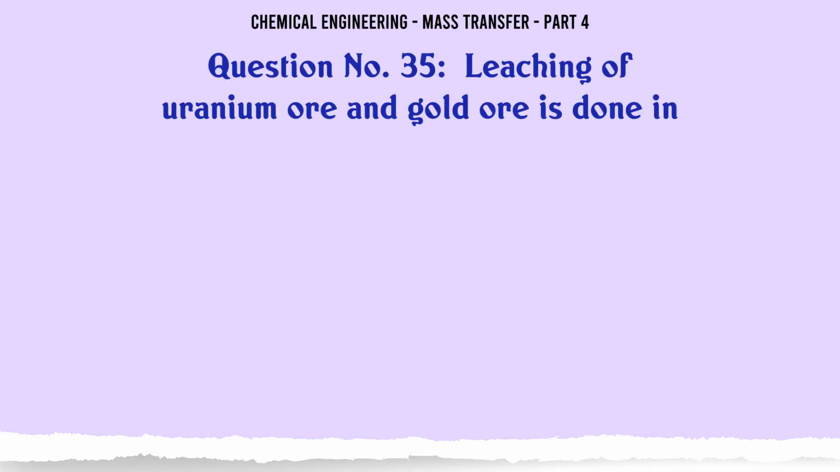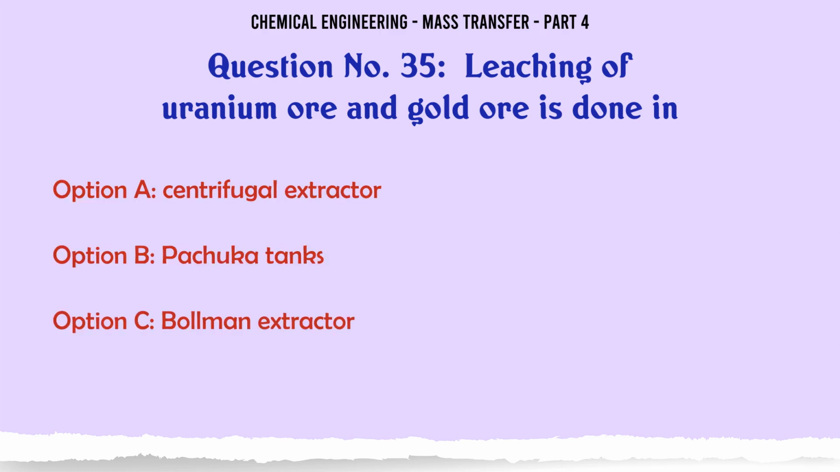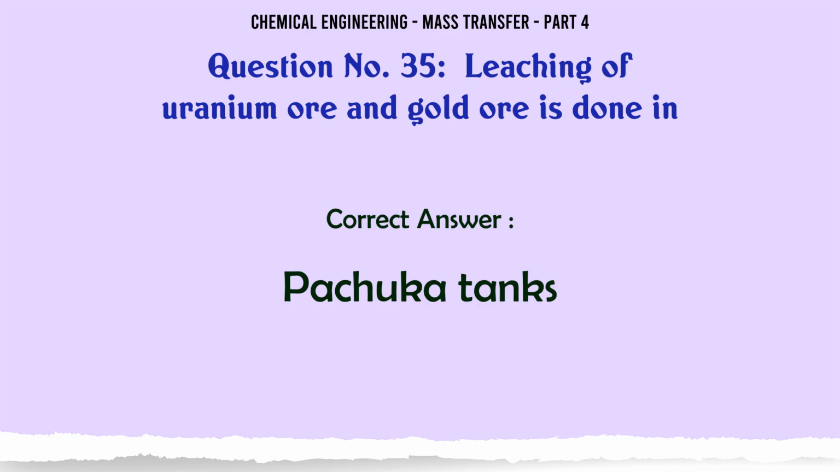Leaching of uranium ore and gold ore is done in A. centrifugal extractor, B. Pachuca tanks, C. Bollman extractor, D. none of these. The correct answer is Pachuca tanks.